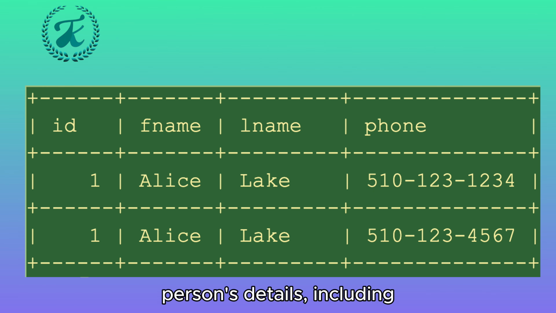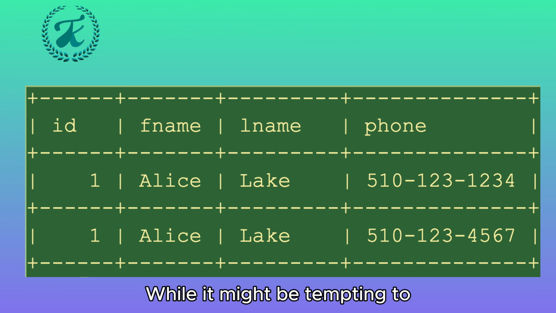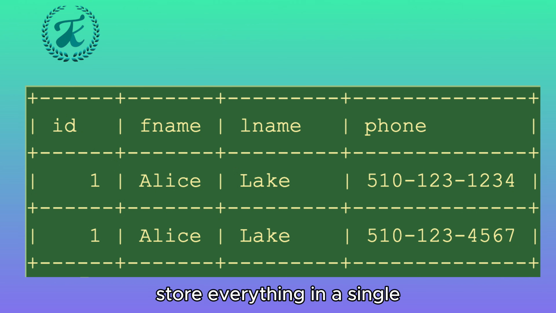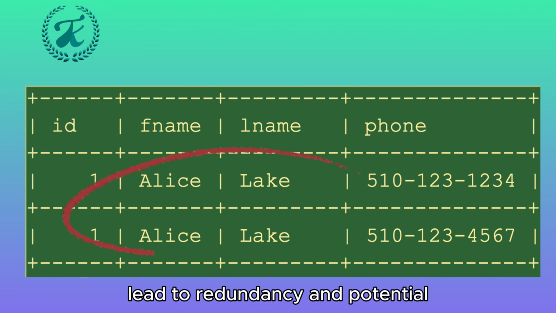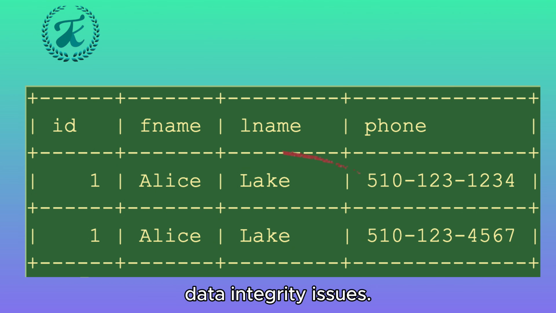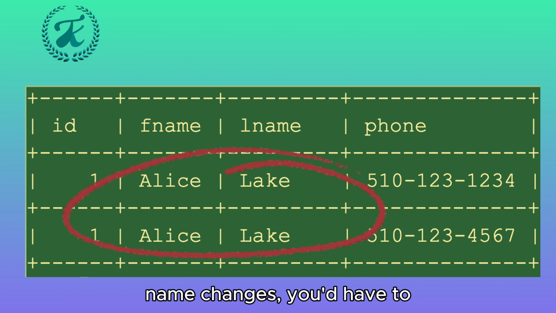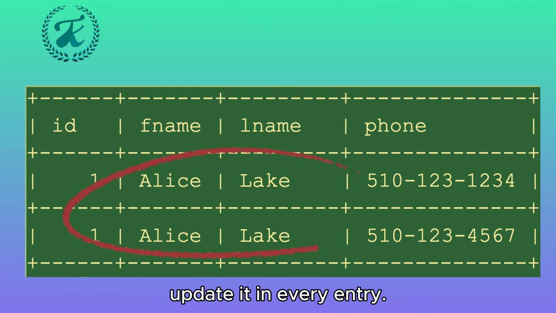Imagine you want to store a person's details, including their personal information, communication preferences, and security details. While it might be tempting to store everything in a single table for easy access, this can lead to redundancy and potential data integrity issues. For instance, if a customer's name changes, you'd have to update it in every entry. Missing just one update could lead to bad data.